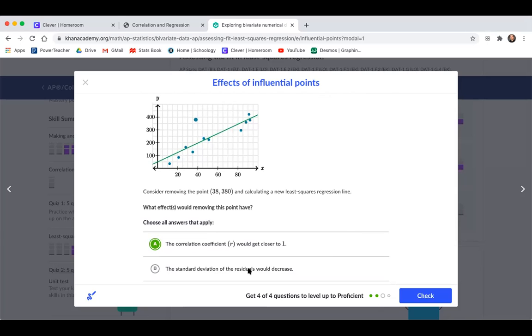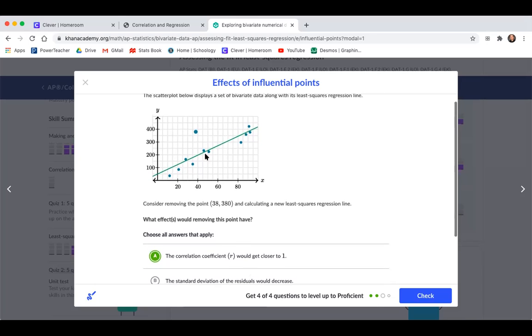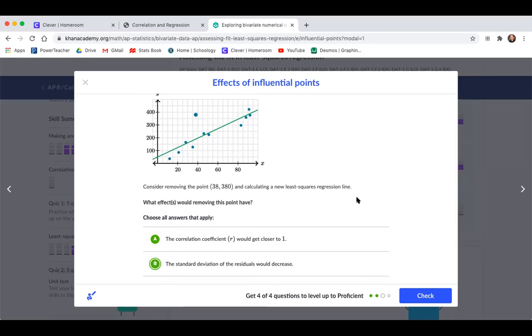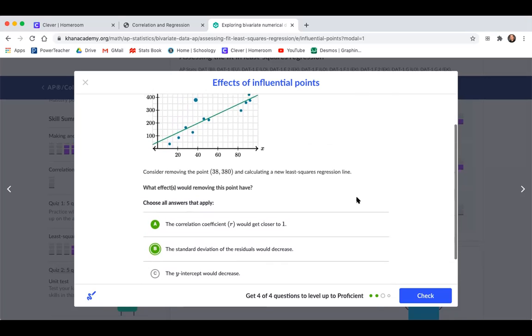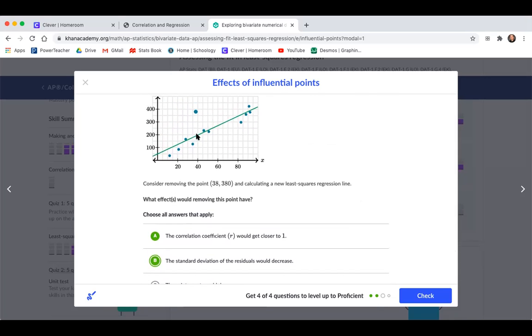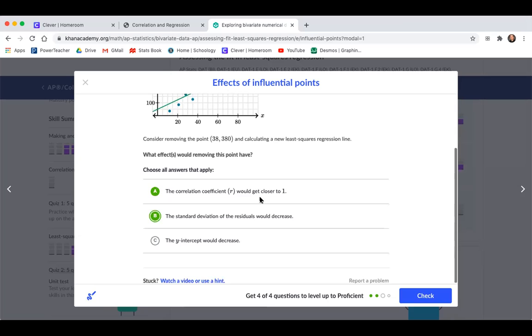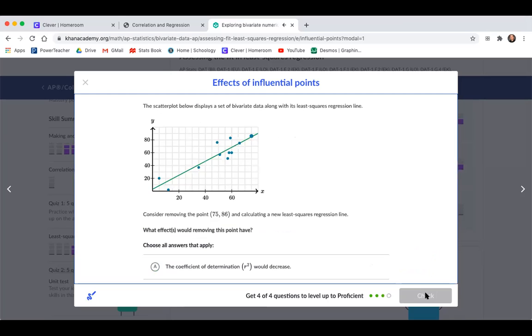The standard deviation of the residuals would decrease. So this one, by removing it, we are not going to have as much error. So that would also be true. This last one, the y-intercept would decrease. So this point, again, it's kind of like a string. It drags the line in its direction. So I think if we got rid of this point, the line would drop a little bit. So that would mean the y-intercept would most likely decrease. That looks good. Let's check. Awesome. I'll do another one.